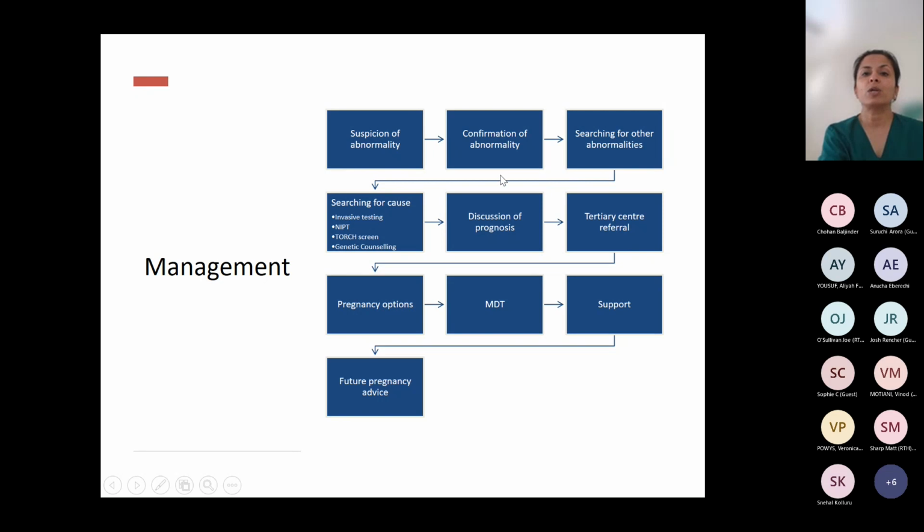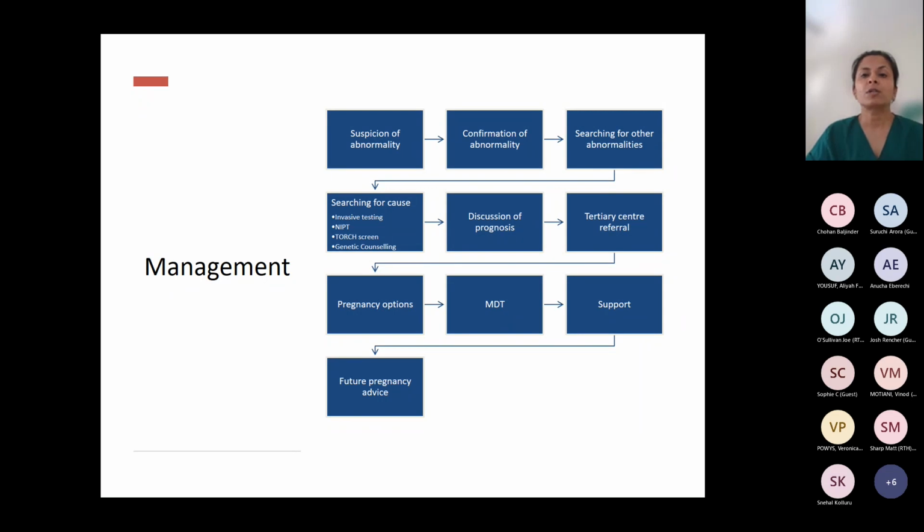Multidisciplinary team meetings: we have weekly in-house and weekly regional level MDTs at which we discuss all the ongoing fetal abnormality cases on a regular basis, get each other's opinions, decide any other tests that need to be done, and address anything else that comes up, or women's choices, and everything that is needed for the couple.